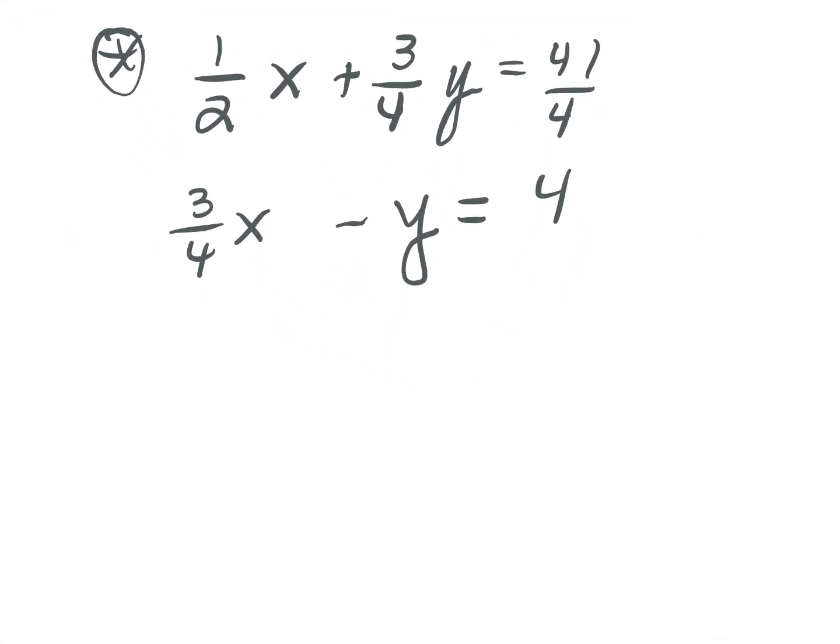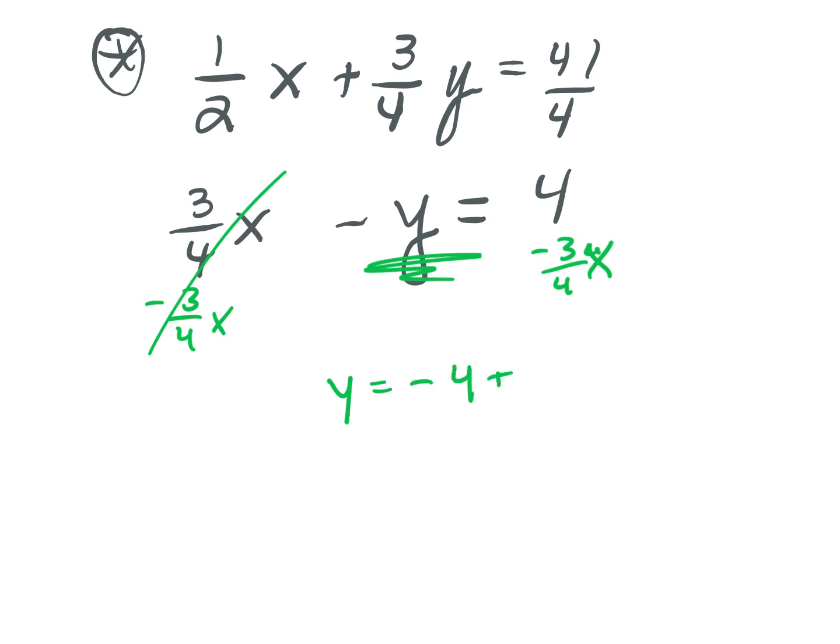That one would be a lovely one to start with because we have y all by itself. So we can get y equals a lot easier. So we want to solve for y. Is that a 41? Yes, it is 41 over 4. Okay, so first thing I want to do is subtract 3/4 x on both sides. And I'm going to divide by -1 also. So I have y is equal to -4 plus 3/4 x. So I just changed the sign of everything.